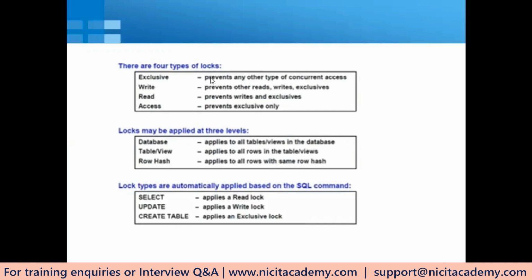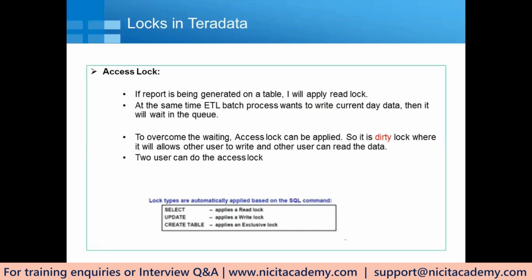If you put an exclusive lock, no operations can access it. Write operation, read operation, everything will be locked. If you are going for write lock, the other user cannot read it, the other user cannot write it, and an exclusive lock will also be waiting in the queue. Access lock, I told, is the only one compatible with it. So a lock can be applied at the database level, table level, or row level. So this is the locking mechanism.